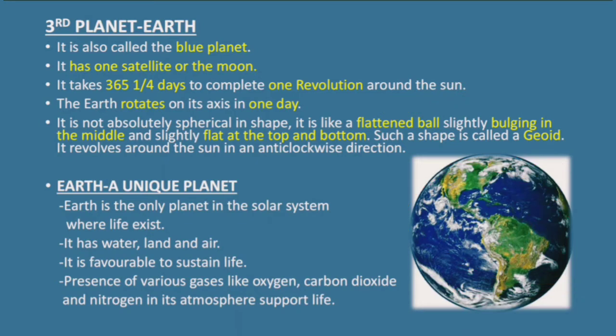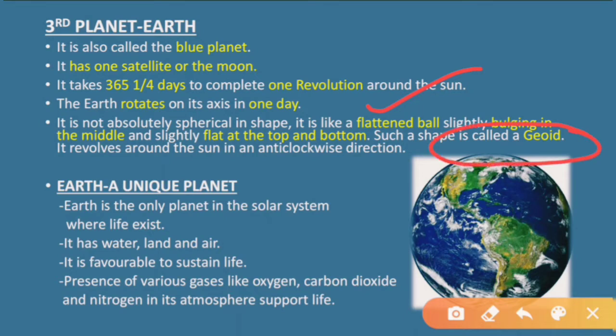That is why it is known as the flattened ball, and that is why such a shape is called what? The shape of the Earth is geoid. The shape of the Earth is not spherical or round. So our Earth is in geoid shape. Geoid means bulged out in the middle, and slightly flat, not properly flat, at the top and at the bottom.